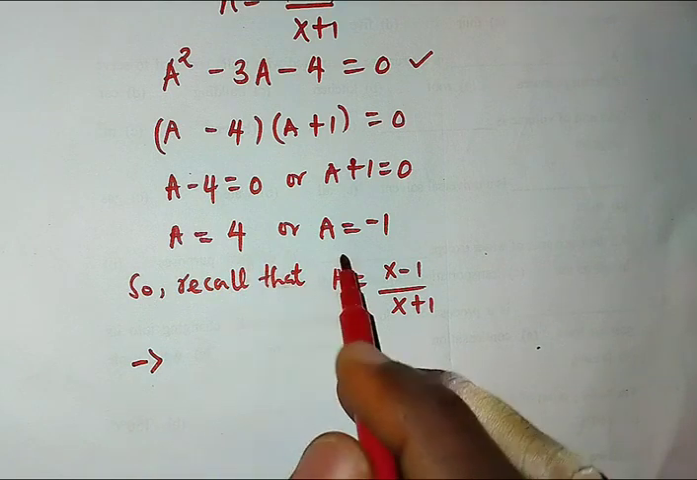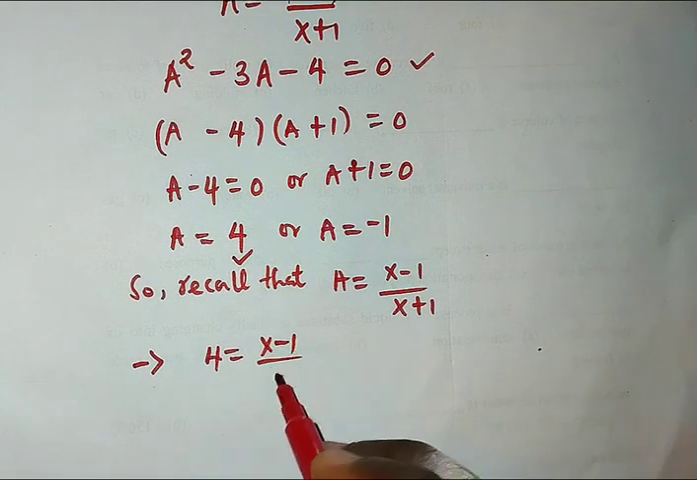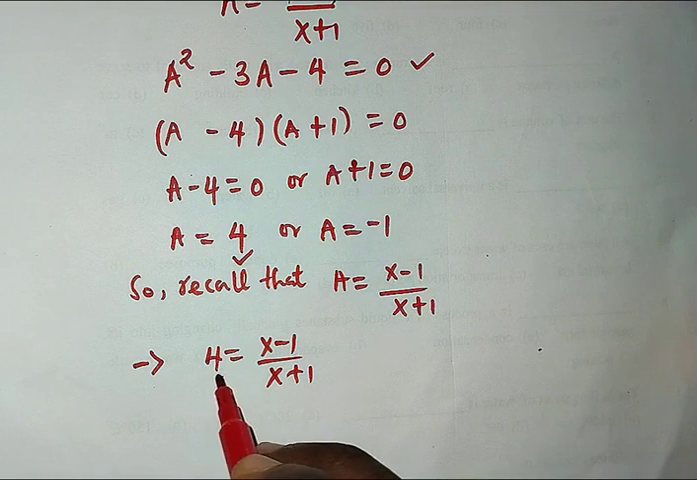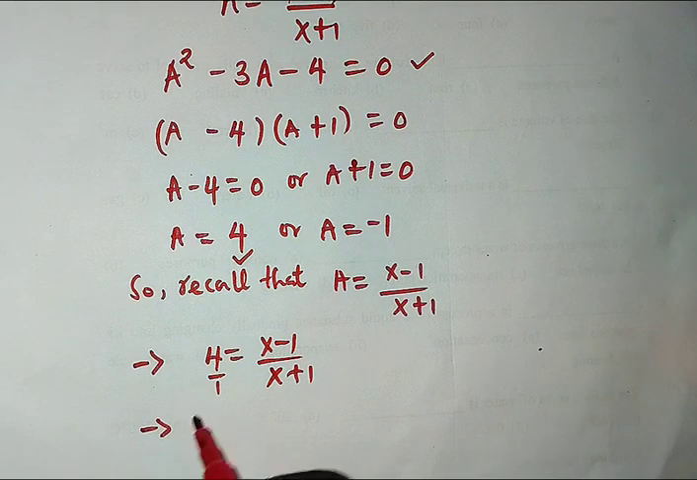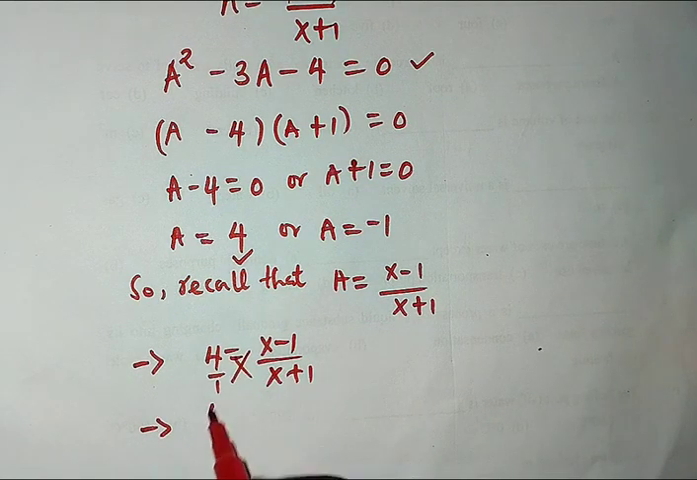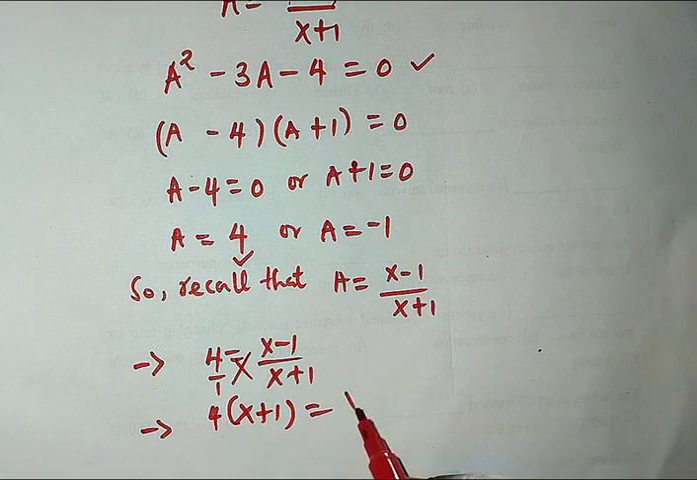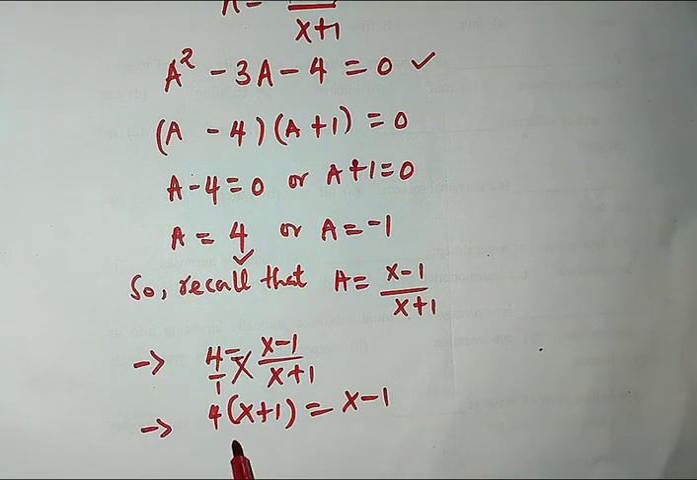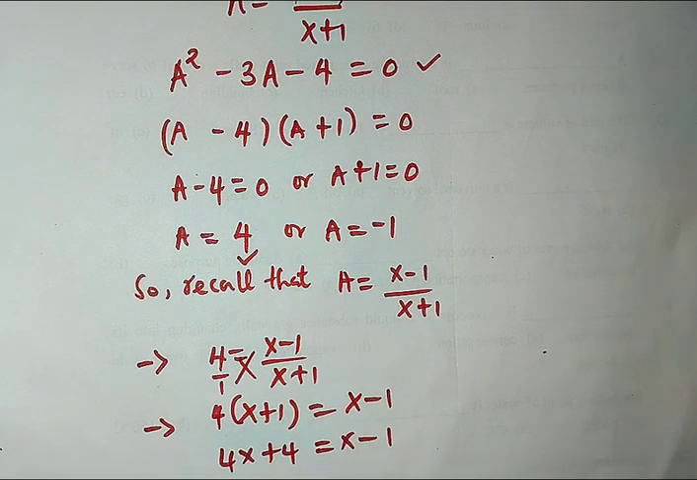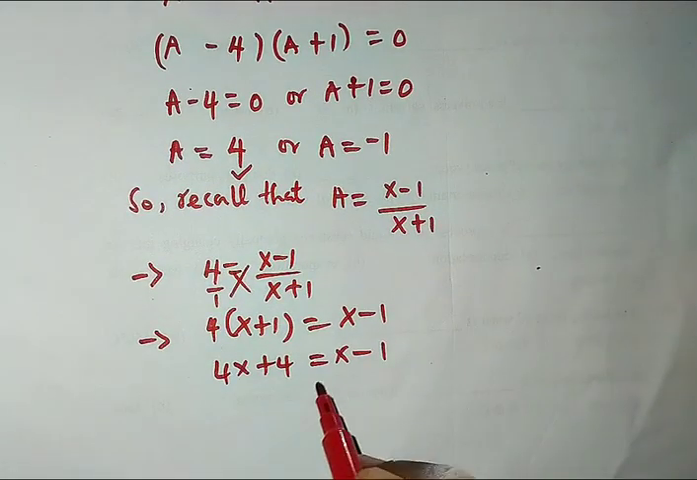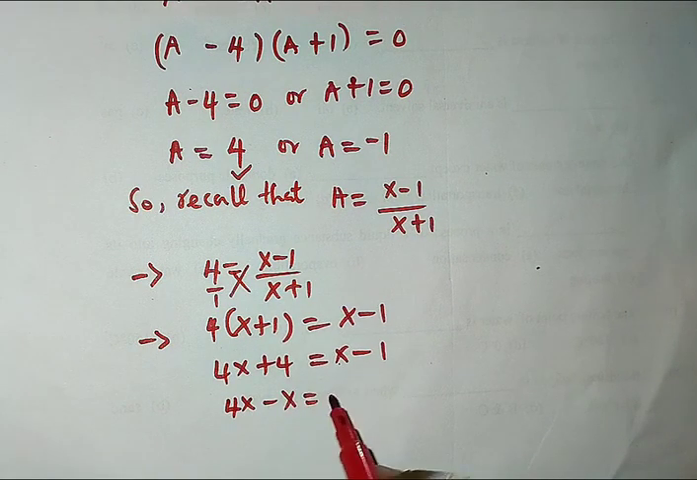So we are going to now be replacing a by the value. Let's pick the first one here, which is 4. We can have 4 equals x minus 1 over x plus 1. Let's try to write 4 as a fraction. So we are going to be cross multiplying. We are going to have 4 multiplied by x plus 1 equals x minus 1 multiplied by 1, which is x minus 1. Are you following? So we open the bracket, we have 4x plus 4 equals x minus 1. Now we collect the like terms, we send this to this side. We have 4x minus x equals minus 1.